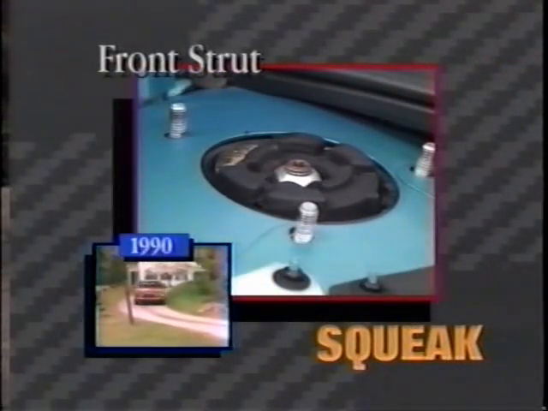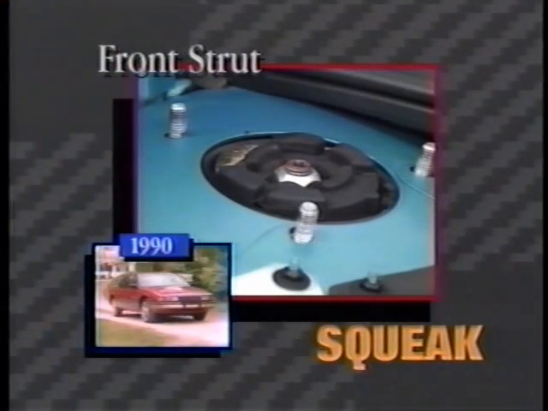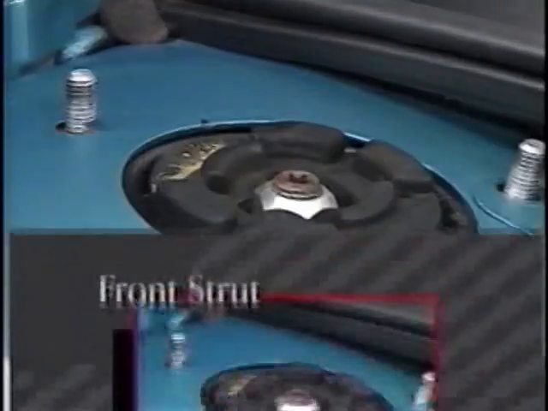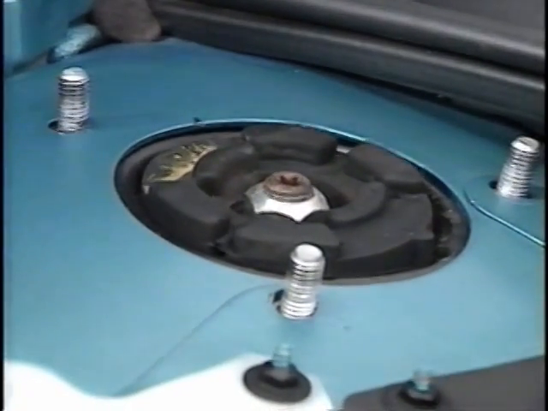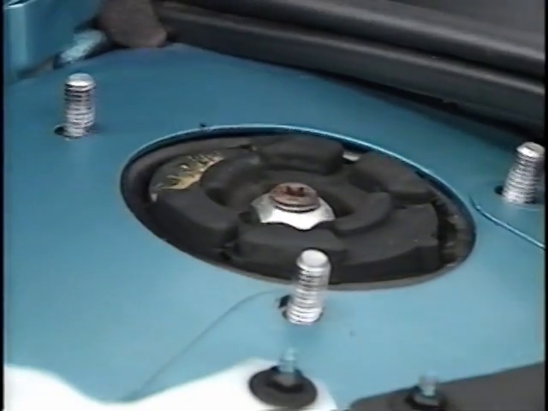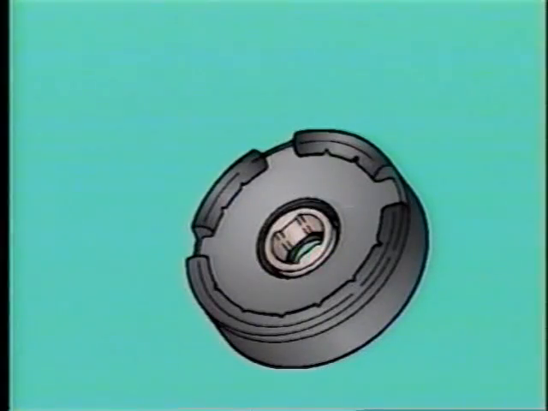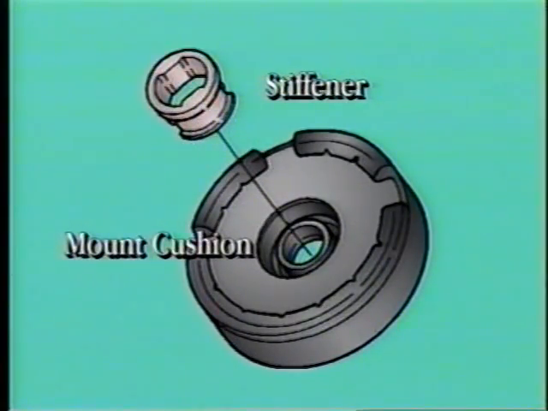A squeaking or itching sound may be heard at the front of some 1990 cars, particularly during tight turning maneuvers. This sound may be caused by the plastic stiffener in the front strut mount cushion moving against the strut rod and/or the strut mount cushion. If this is the case, remove and discard the plastic stiffener. Operating the car without the stiffener does not adversely affect front suspension handling.